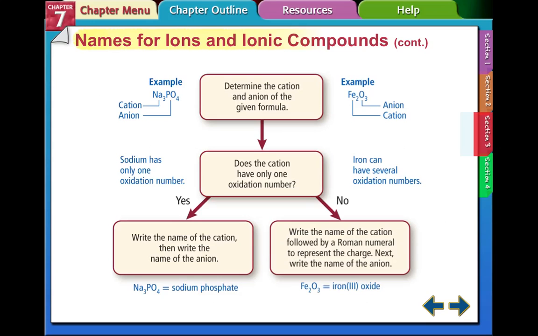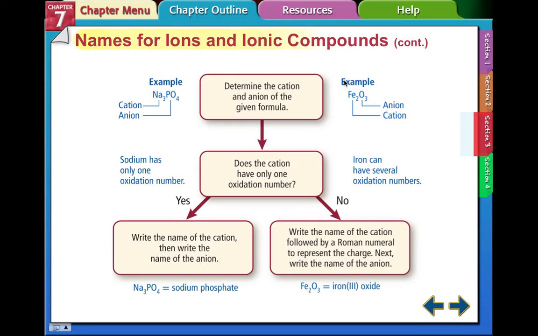Here is a very nice flow chart to follow. Determine the cation and the anion of the given formula. On the left-hand side, we know that sodium is the cation, and we know that PO4 is the anion. Does the cation have one oxidation number? Does it have more than one? It only has one. So sodium only has one. So yes, we're going to write the name of the cation and then write the name of the anion. So we know we have sodium phosphate.